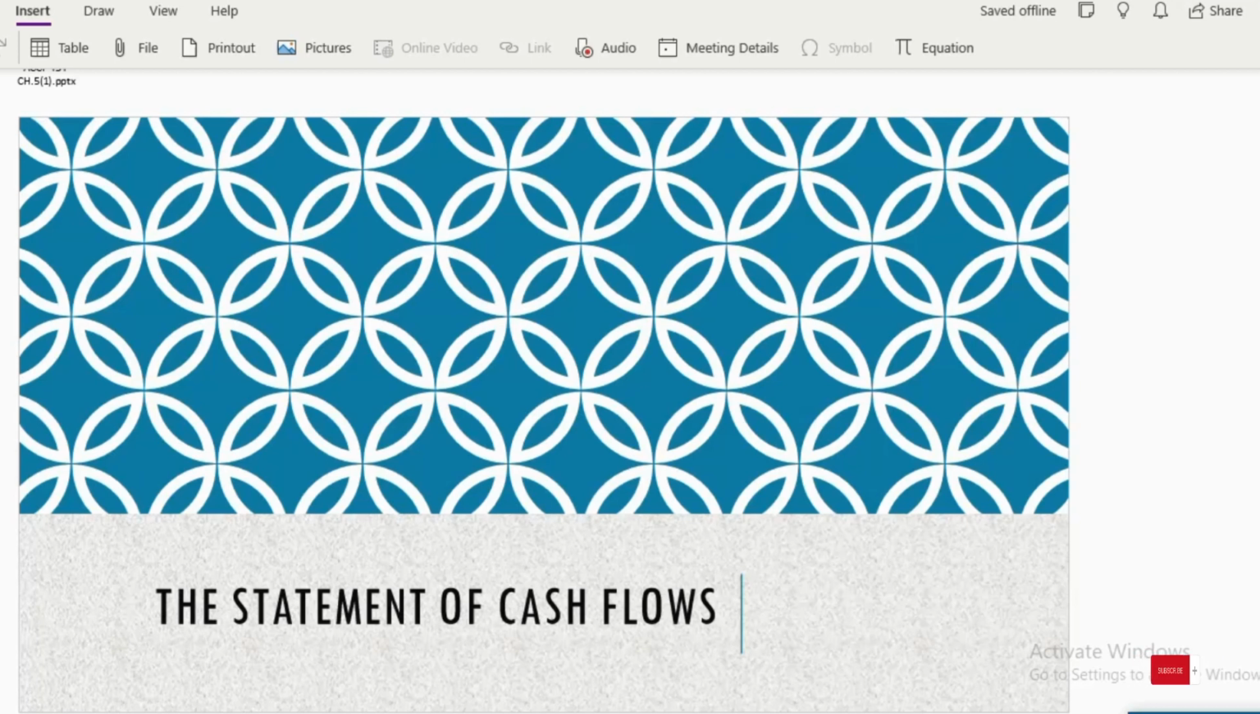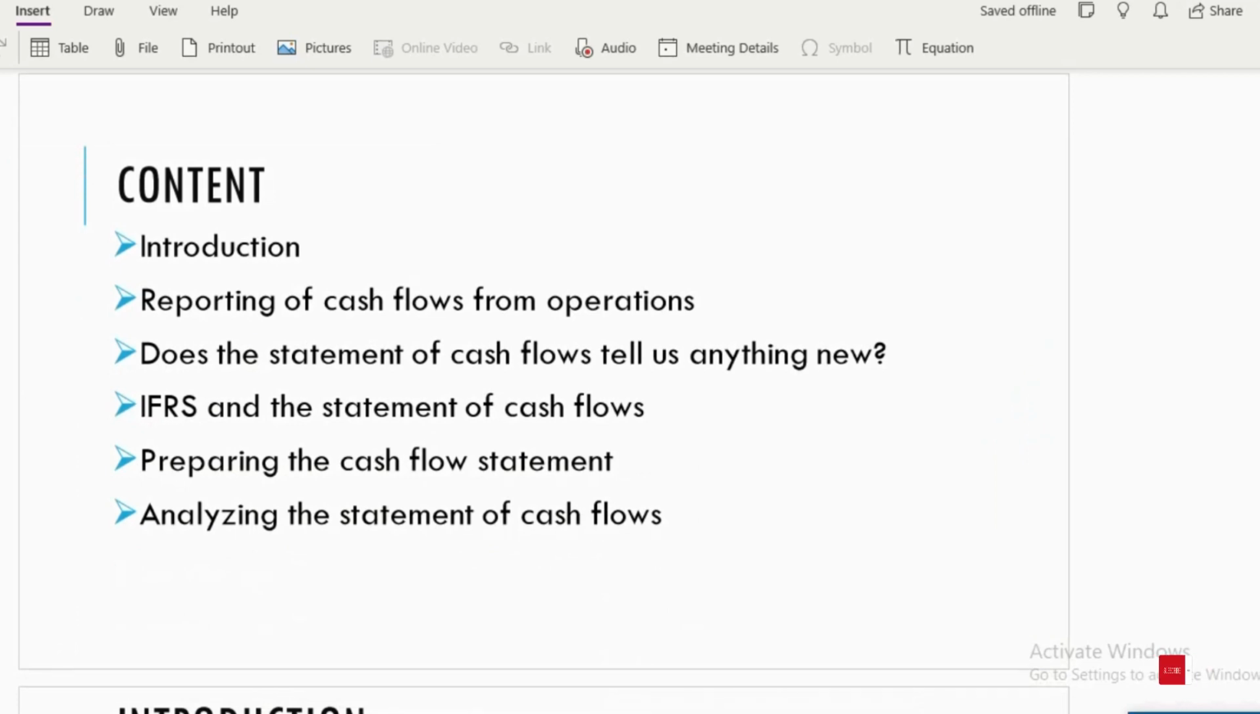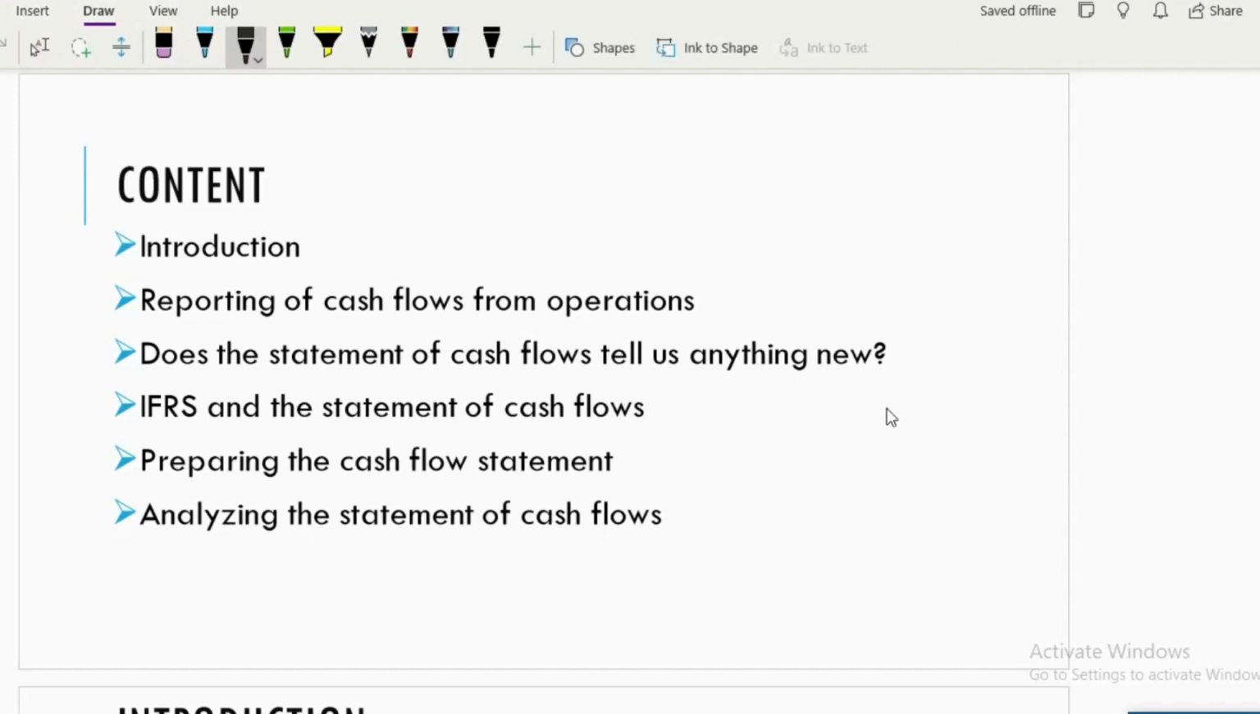Starting with the outline of the chapter, what we are going to cover in this topic. So let's start. The content of this chapter includes an introduction, and then we will be discussing how we prepare the operating activity section of the cash flow statement, and then we will see what the statement of cash flow tells us, and finally we will be checking IFRS reporting with respect to the statement of cash flow. We will prepare the statement of cash flow, and we will also analyze it.